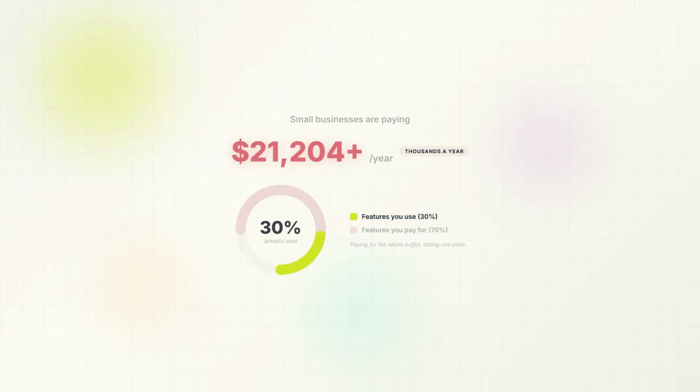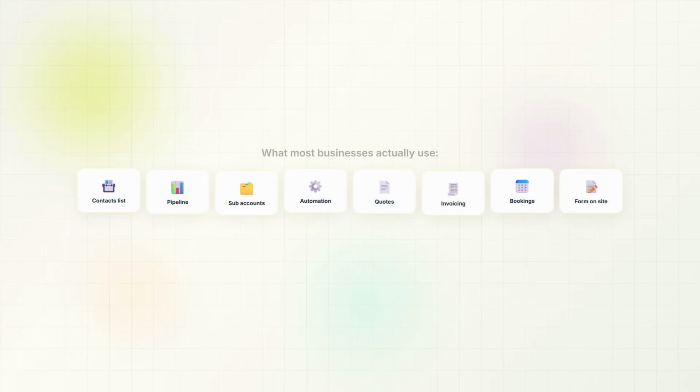HubSpot Professional, $800 a month. That's $800. And they still charge you extra for onboarding. Small businesses are paying thousands a year for CRM software, and most of them are using maybe 30% of what they're paying for. A contact list, pipeline, sub-accounts, automation, quotes, invoicing, bookings, and maybe a form on their website.